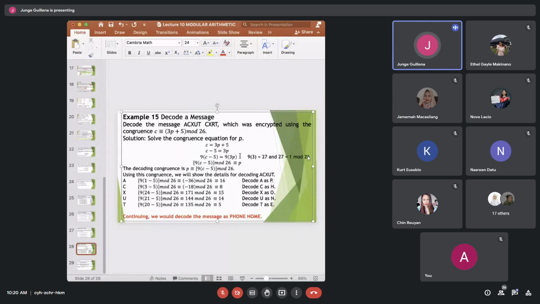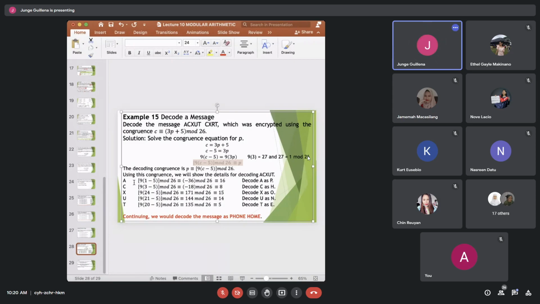So our idea, instead of 9 times 3 being 27, 9 times 3 here is equal to 1. Okay? So that's why you just retain P here, and 3 is not anymore present. Then here you have 9, of course. So you now have 9 times the quantity C minus 5, then you insert modulo 26. So this is now the decoding formula in order for you to read this ciphertext ACXUT CXRT into a readable form.